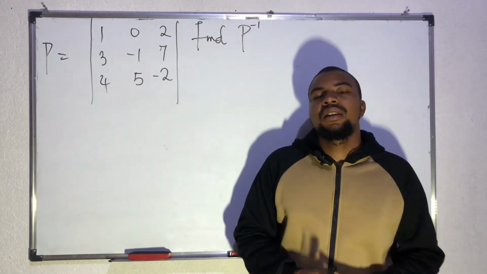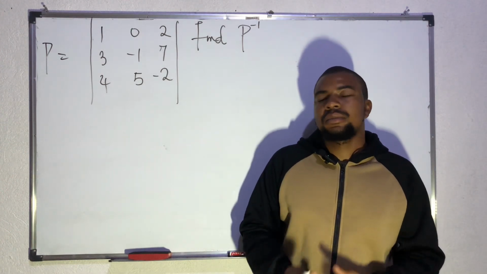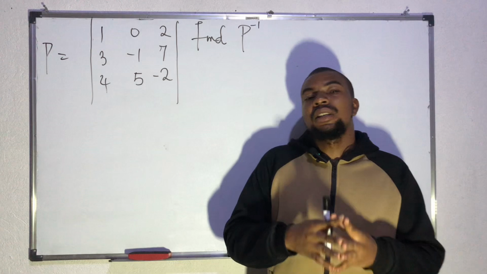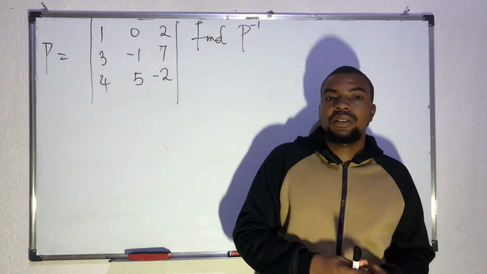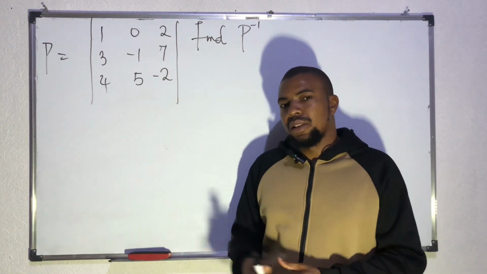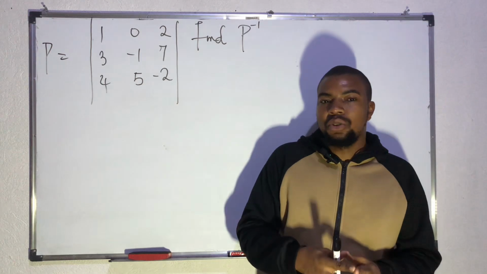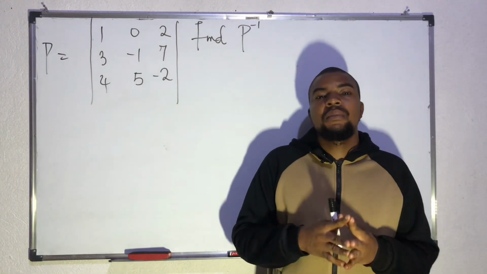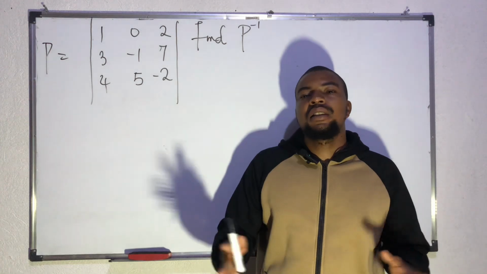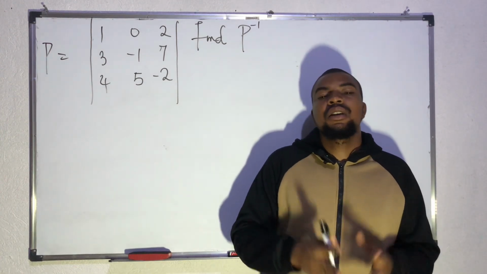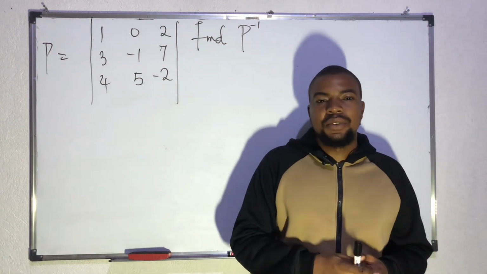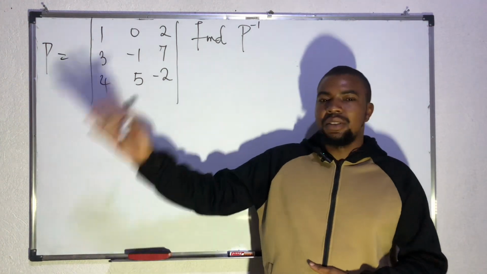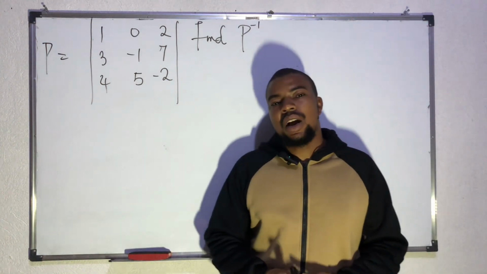And finally, you're going to divide the adjoint, which is a transpose of the cofactors, by the determinant. You will divide the adjoint, which is also called the transpose matrix, by the determinant. And having followed these 4 steps, you will arrive at the inverse of whatever matrix you're given. All right, let me show you how to do it.